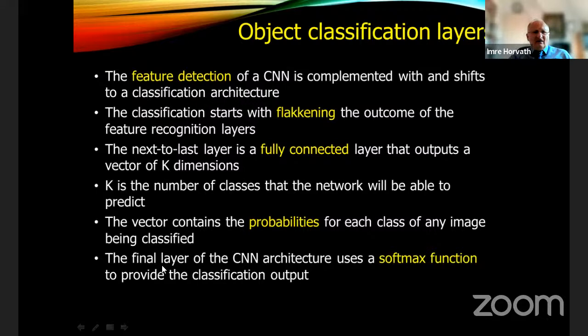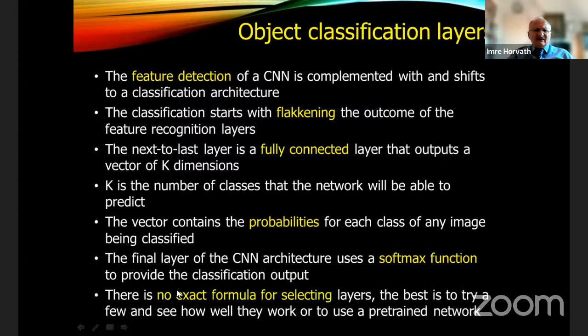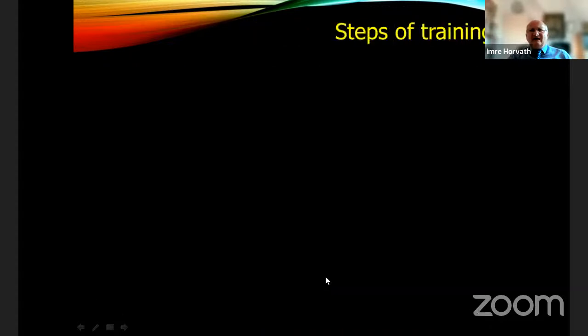The last layer of every convolutional neural network architecture uses basically the softmax function. You can also find its usage and interpretation in the MATLAB environment. The softmax function is used to provide the classification output. There is no exact formula for selecting layers. The best is to try a few and see how well they work, or to use a pre-trained network.